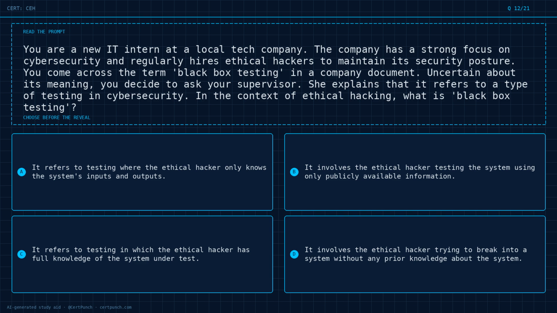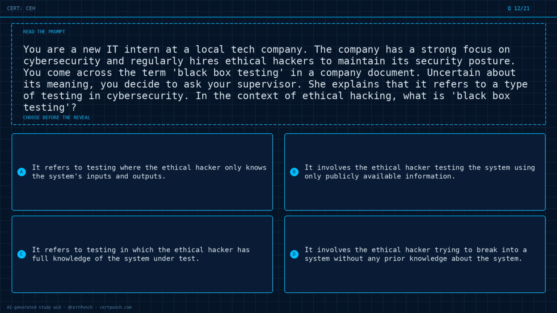Question 12 of 21. You are a new IT intern at a local tech company. The company has a strong focus on cybersecurity and regularly hires ethical hackers to maintain its security posture. You come across the term black box testing in a company document. Uncertain about its meaning, you decide to ask your supervisor. She explains that it refers to a type of testing in cybersecurity. In the context of ethical hacking, what is black box testing?